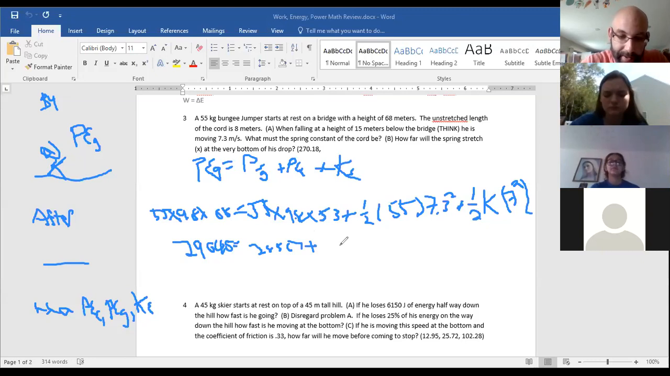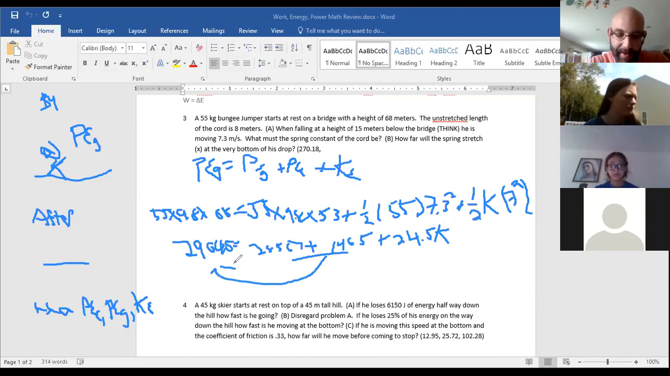7.3 times 7.3 times 50. I know it's exhilarating. 1465. And then finally, half of 49 is 24.5 times K. So if you combine these two terms and then bring them over to the other side, and then divide by 24.5, you get 270.18. And then K's units are newtons per meter.